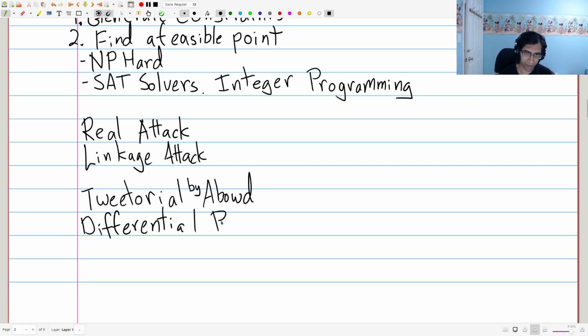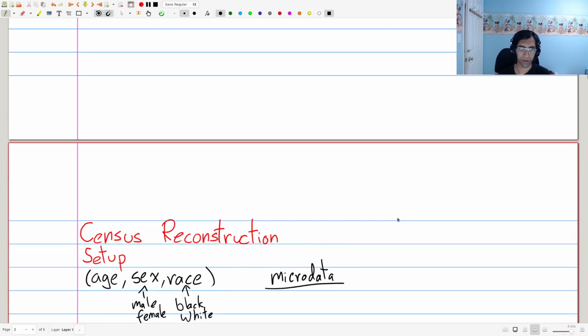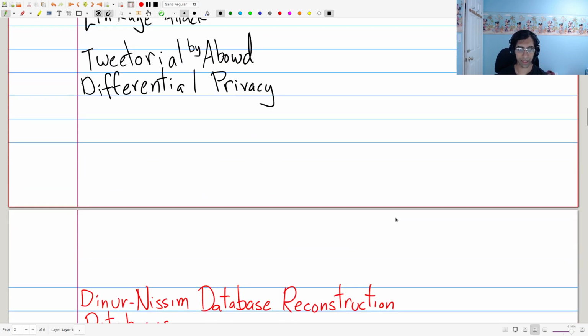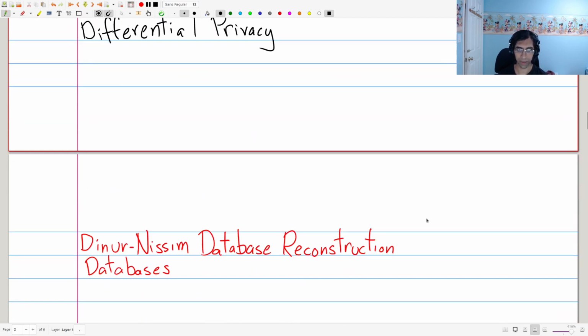The 2020 census has been mired with a lot of controversy. It remains to be seen, and it's going to be very interesting to see how the differential privacy experiment turns out this time, and whether it will be able to provide the high quality data that social scientists or people who use this down the road really require. That's going to be really exciting to see. That's it for this example about a census reconstruction attack. Next, we're going to move on to Dinur-Nissim database reconstruction.